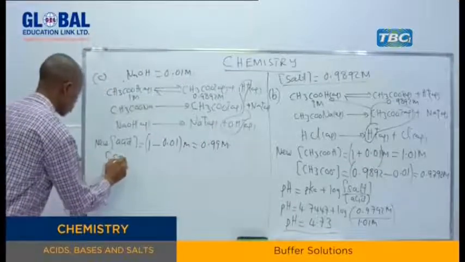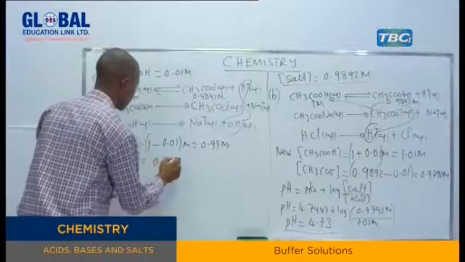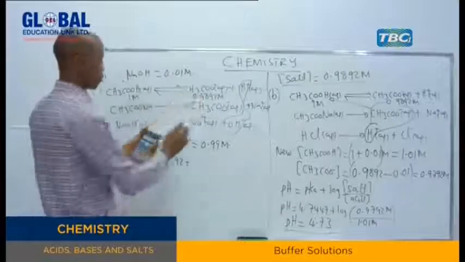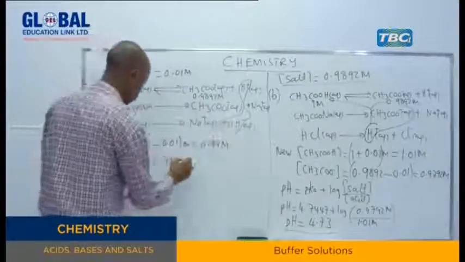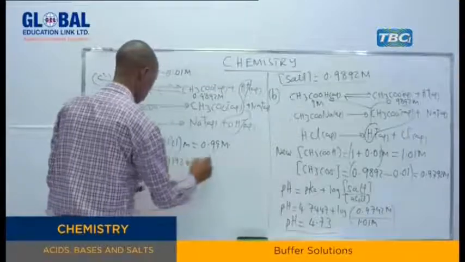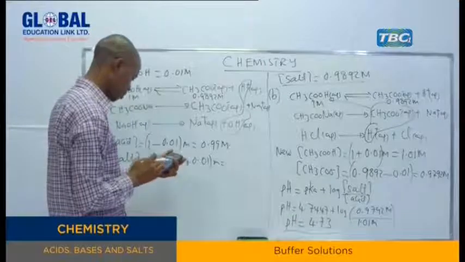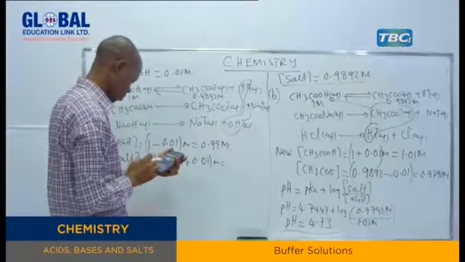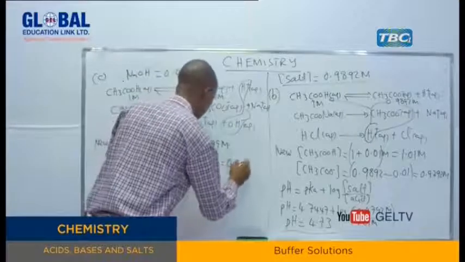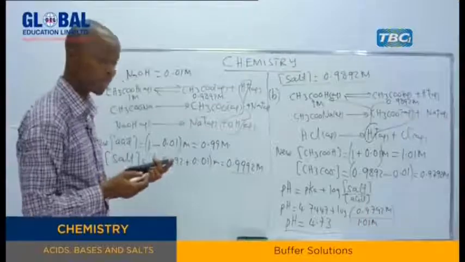For the salt, this one originally is 0.9892. Now here you add the amount that is added, 0.01. 0.9892 plus 0.01. You are going to get 0.9992 molar. So these are the new concentrations that you're going to obtain.